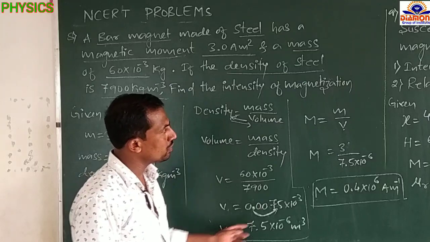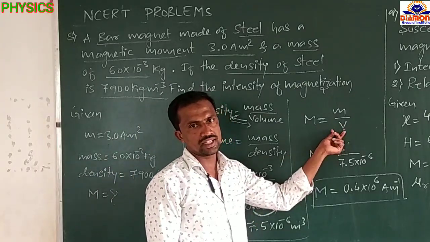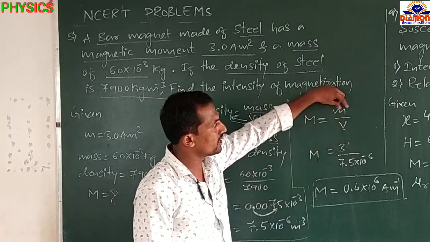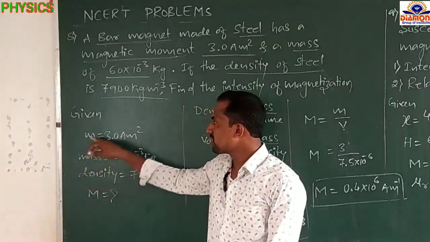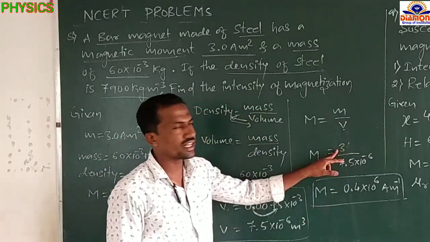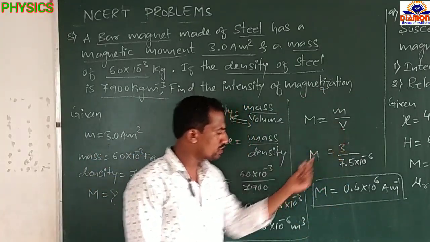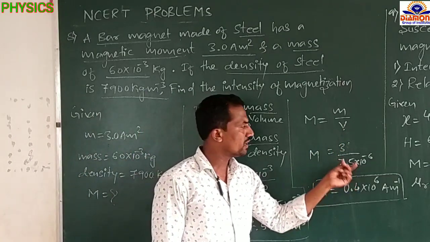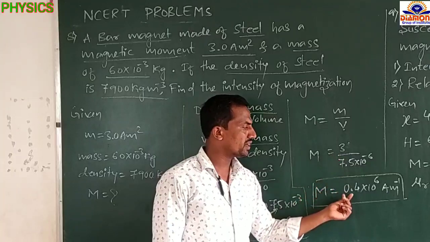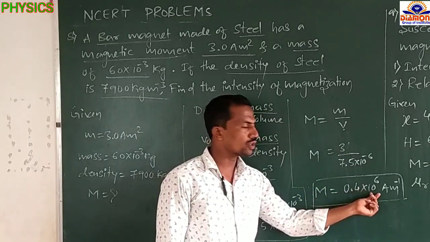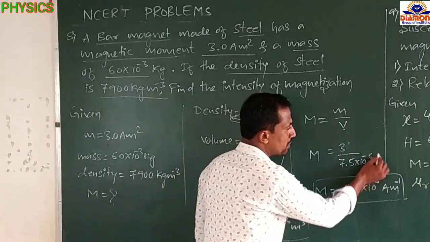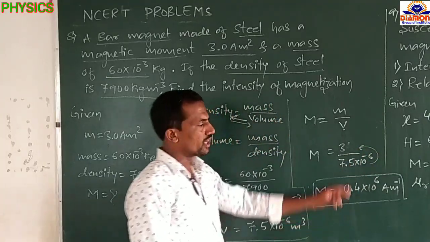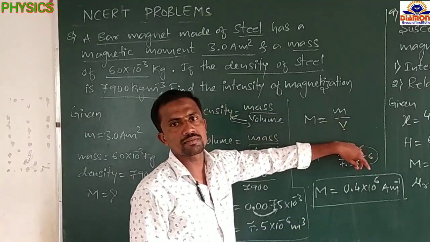This volume value we are adding in this intensity of magnetization. M value, the magnetic dipole moment value, is 3. Here we are adding. Next, V means volume. Volume value is 7.5. We are substituting here. If we divide these two values, then we get 0.4 into 10 to the power of plus 6. This minus power is okay. Take above means it becomes a plus. This one.